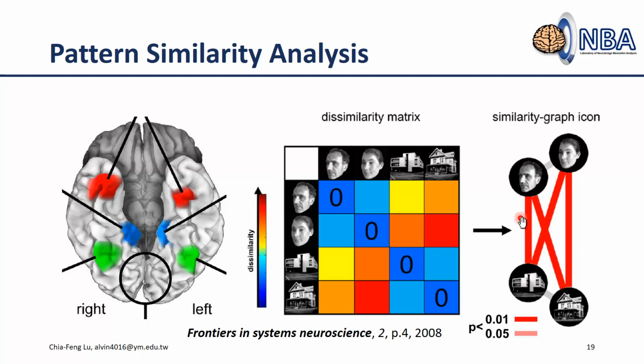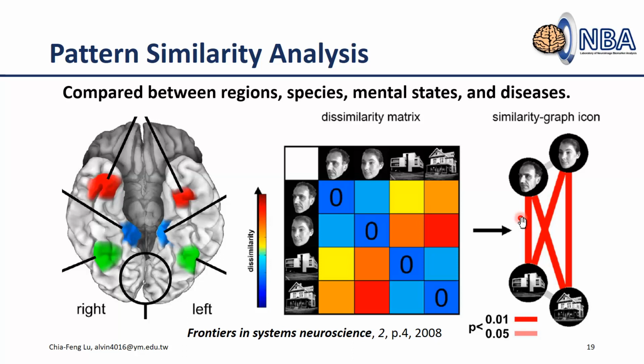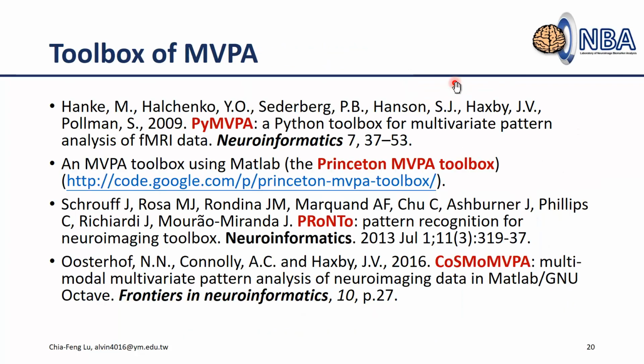So I think the previous searchlight approach and this pattern similarity analysis are extended approaches that originated from the MVPA. So you can think about this. This can help you to compare between brain regions, species, mental states, and even disease states.